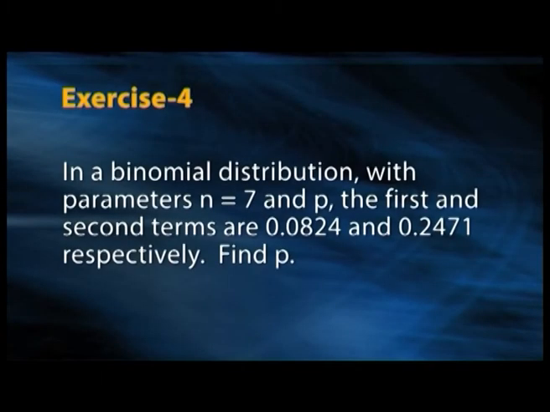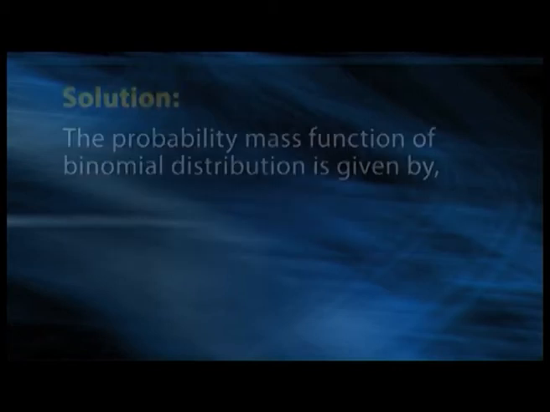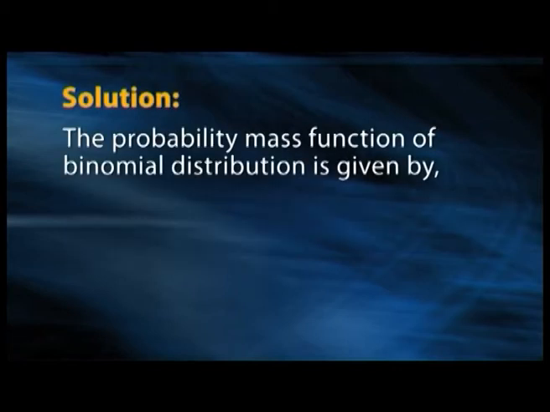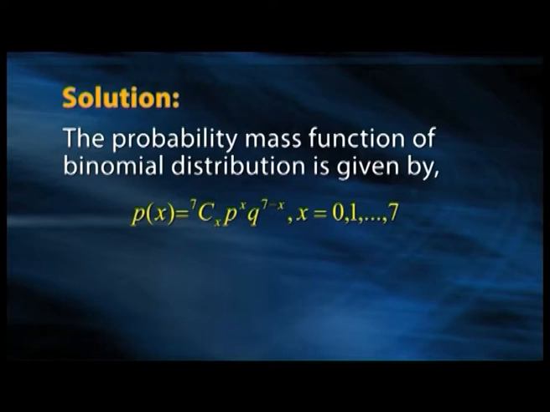In a binomial distribution with parameters n is equal to 7 and p, the first and second terms are 0.0824 and 0.2471 respectively. Find p. The probability mass function of binomial distribution is given by P of x is equal to 7Cx into p power x into q power 7 minus x, where x takes values 0, 1, etc., 7.